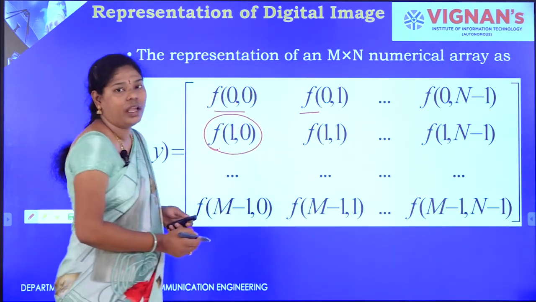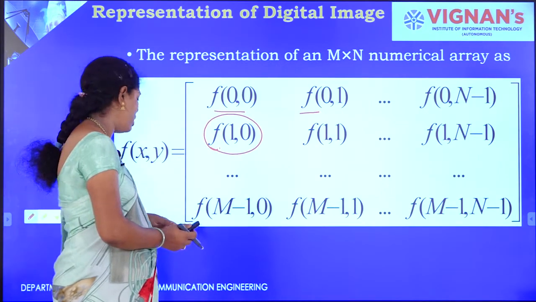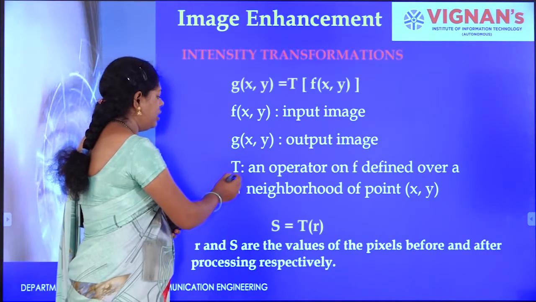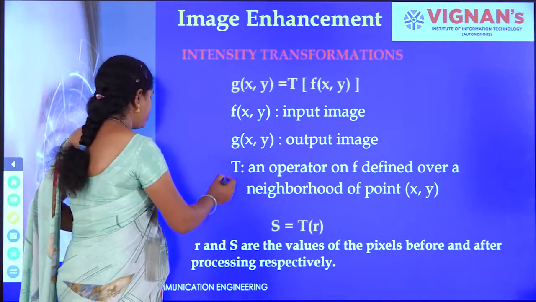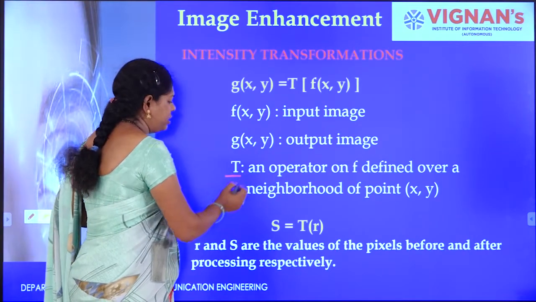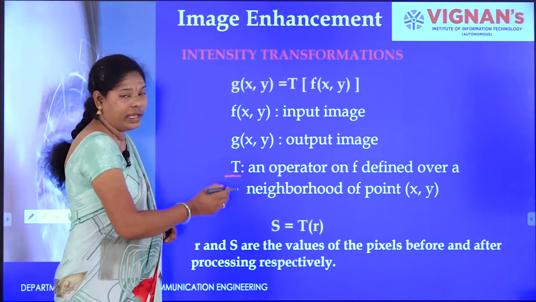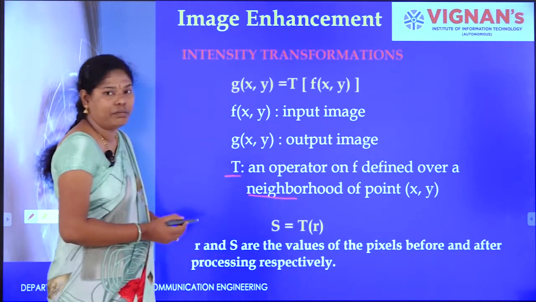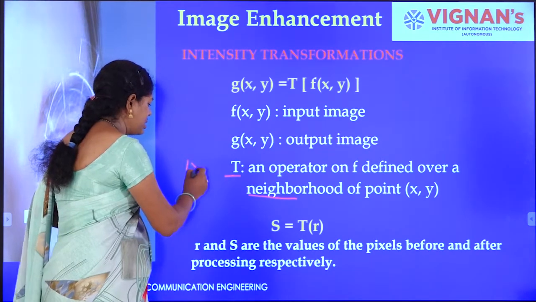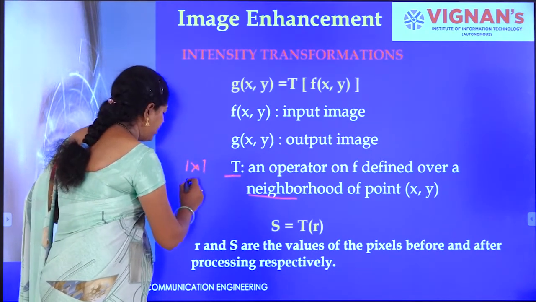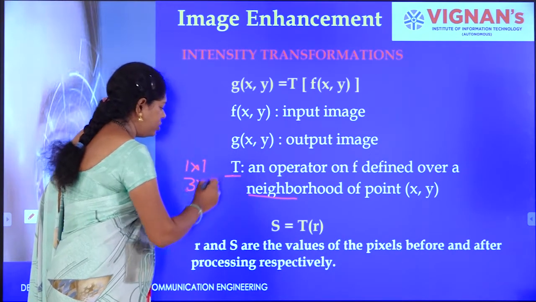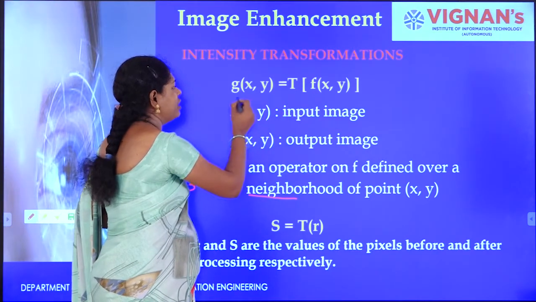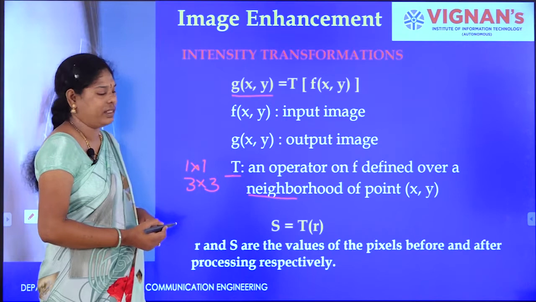Then we use a neighborhood, which is defined over an operator, that is T. T is an operator which is defined over a point x comma y. We can use only one point, that is a 1 by 1 matrix, or we can use a 3 by 3 neighborhood. Once processed, we will get the output image, that is g of x, y.